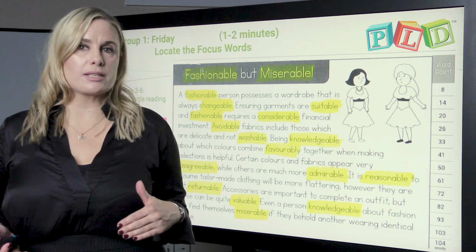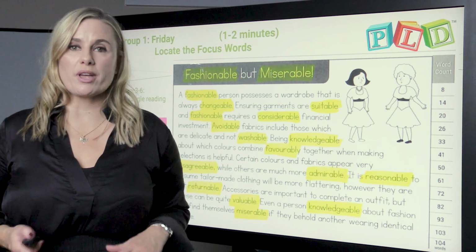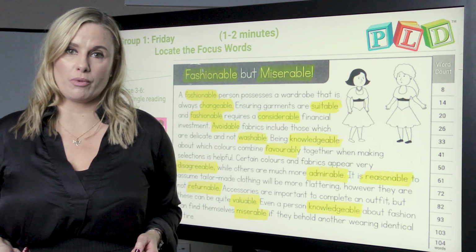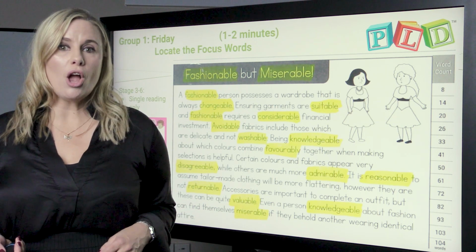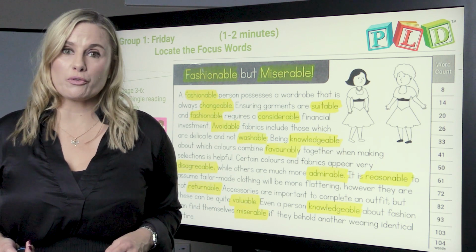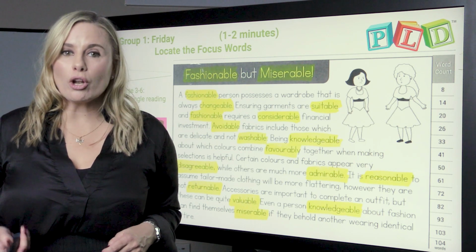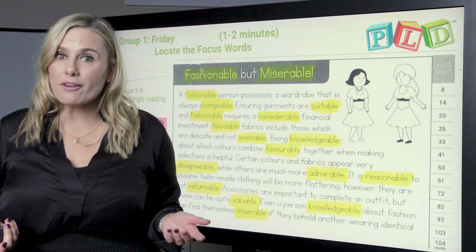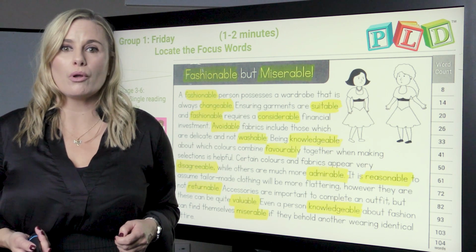Fashionable but miserable. A fashionable person possesses a wardrobe that is always changeable. Ensuring garments are suitable and fashionable requires a considerable financial investment. Avoidable fabrics include those which are delicate and not washable. Being knowledgeable about which colours combine favourably together when making selections is helpful.